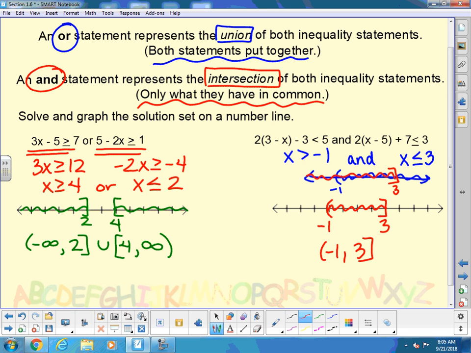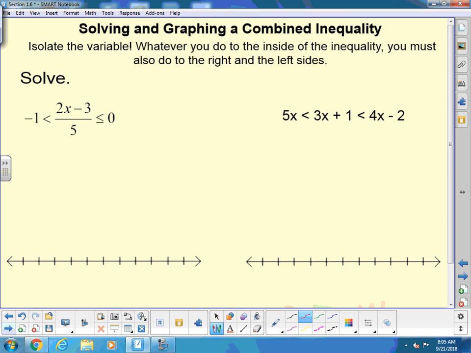Okay. All right. So last couple problems. Combined inequalities are a fancy way of saying and. These are and statements in disguise. When I see something like this, it means the part in the middle is greater than -1 and also less than or equal to 0.